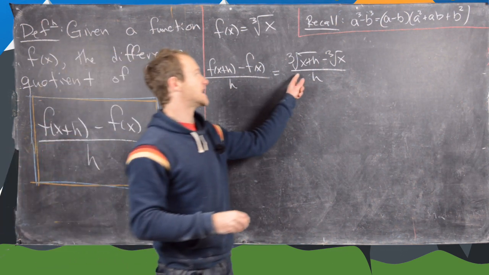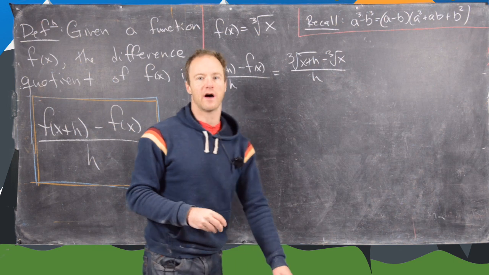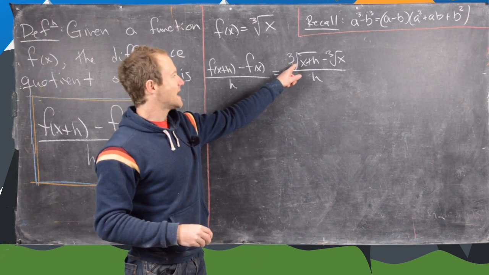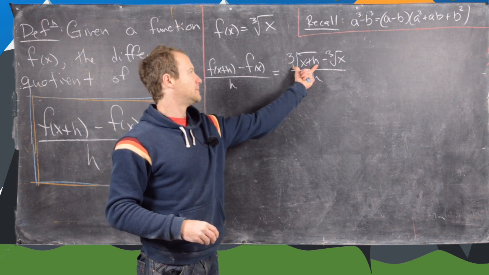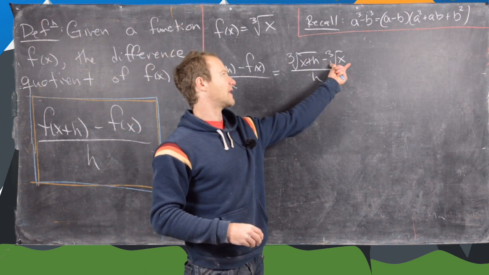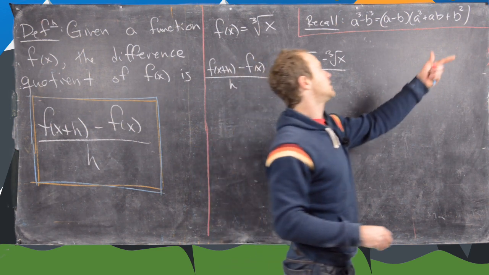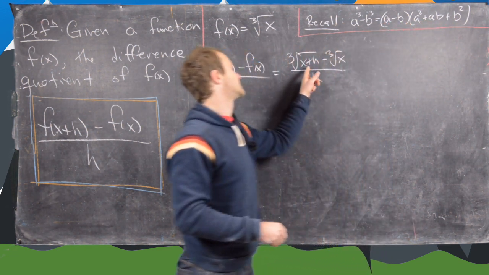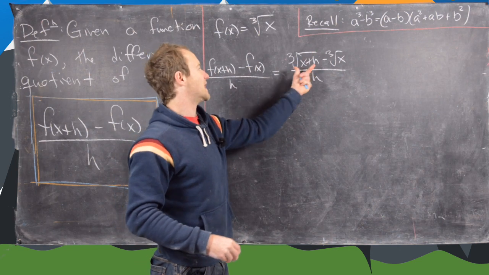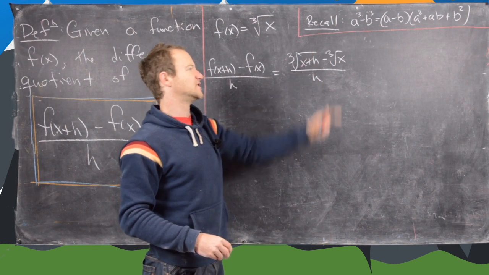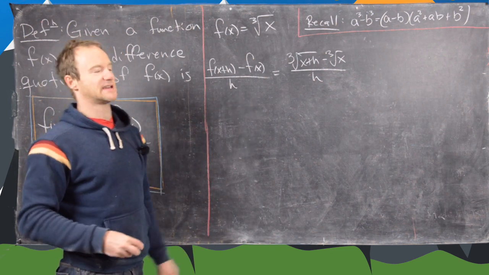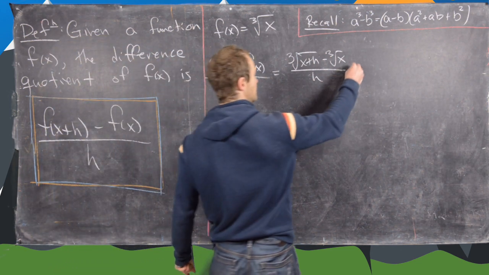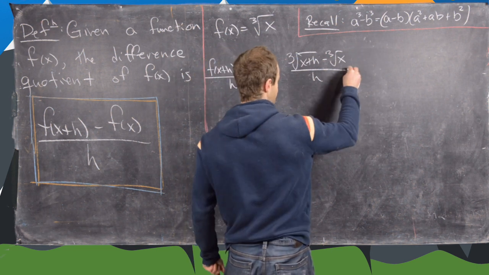Now as is, we can't do much with this. But maybe we can use this formula up here. So if the role of a is being played by this first term, and the role of b is being played by the second term, then we can multiply by something that looks like this in order to give us a cubed minus b cubed, which in this case would be x plus h minus x, which would allow us to cancel the h in the denominator, which is our goal. So let's see how we can do that.